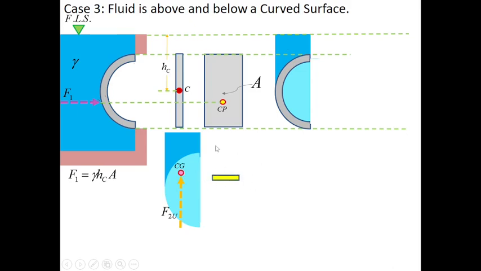Ima-minus natin ngayon dahil merong liquid sa taas. Okay? Yung part na to, pabigat siya dito sa curved surface na yan. So kung pabigat siya, may force acting downward. F2 downward, force acting downward. So, syempre, meron din yung center of gravity. Nandito yung kanyang center of gravity. So, in that case, ima-minus natin.